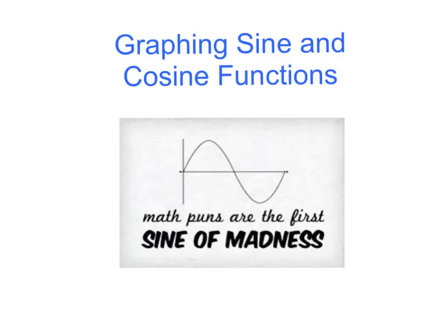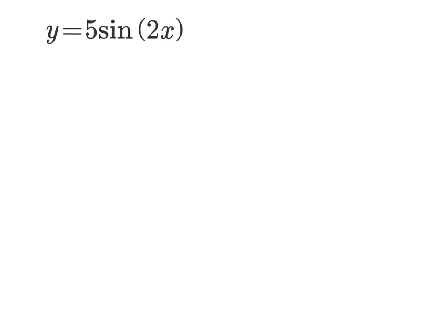So we're going to take a look at the graphs of some sine and cosine functions. We'll be playing around with the amplitude and the period. Here is our first equation, and we're going to start off by listing what we know.